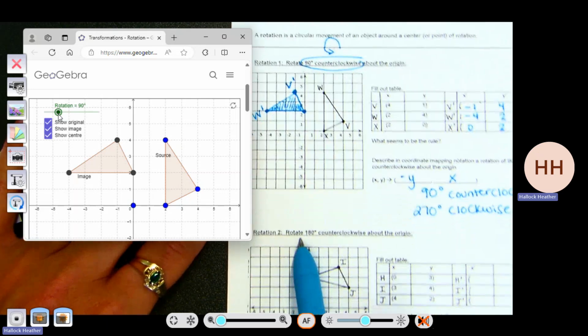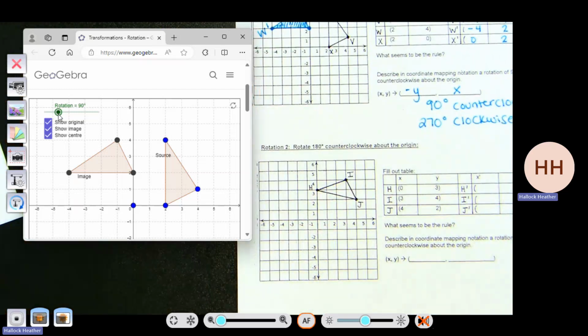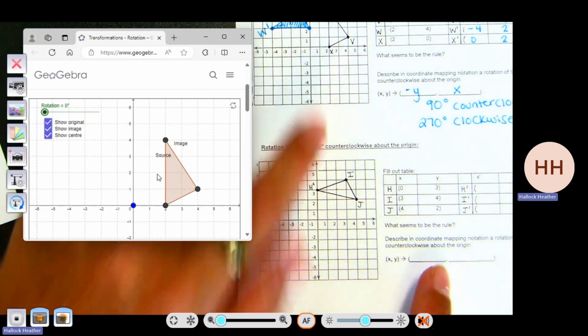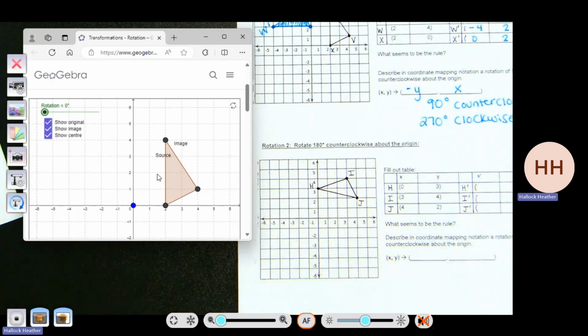The next one, we're going to do the same thing. We're going to do 180 degrees counterclockwise. So on your graph, you're going to take your little rotate button and go back to 0. Take it back to the beginning. This triangle looks different from the triangle that was for number 1. So we're going to change the original coordinate points to match number 2. One of the coordinate points is at 0, 3. So I'm going to move that there. One of them's at, it looks like 3, 4, maybe 3, 4.